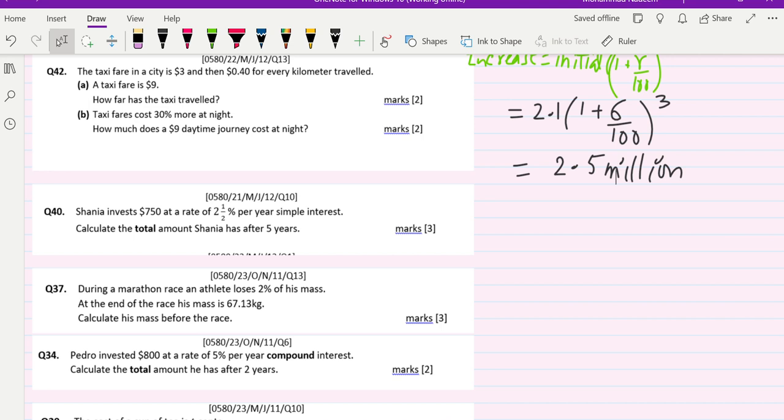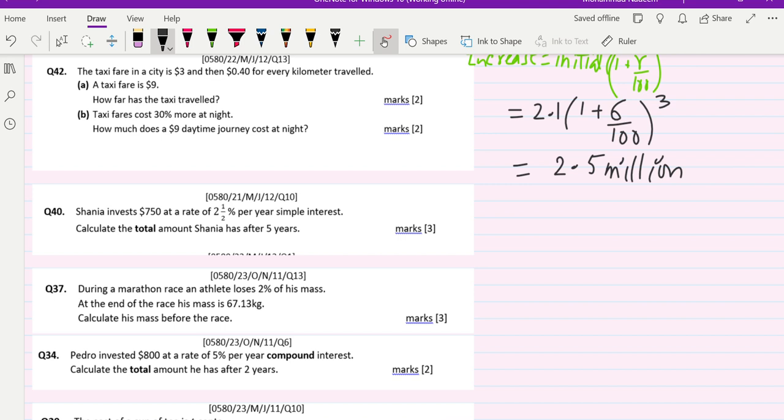Question number 42. The taxi fare in a city is $3 and then $0.40 for every kilometer traveled. So $3 is the fixed amount. Then for every kilometer you will pay $0.40. A taxi fare is $9. How far has the taxi traveled? So the total cost of the fare is $9. You need to work out the number of kilometers that you traveled.